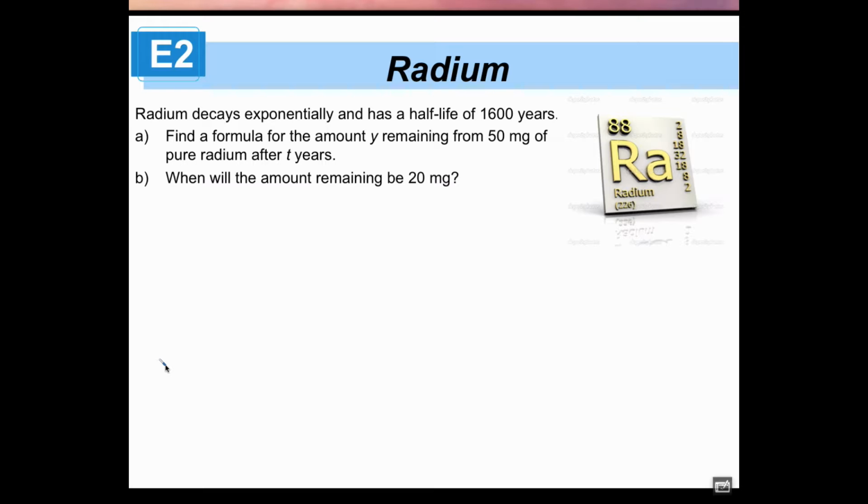Find the formula for the amount of Y remaining from 50 grams of pure radium after 25 years. This one we're going to start right with the PERT equation. So I'm going to start with P equals P naught e to the RT. What do I know? It's decaying. Good. I know it's decaying, so that R should be a negative number when we finally solve for it. P naught, what's P naught? 50. Good. We know that P naught is 50. We know that R is going to be negative.